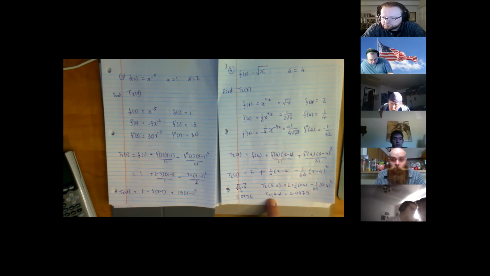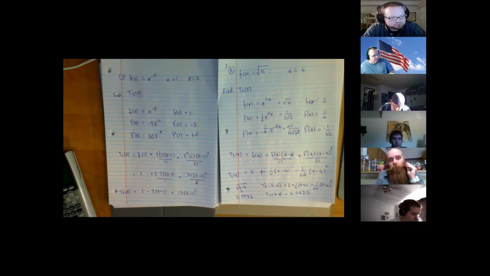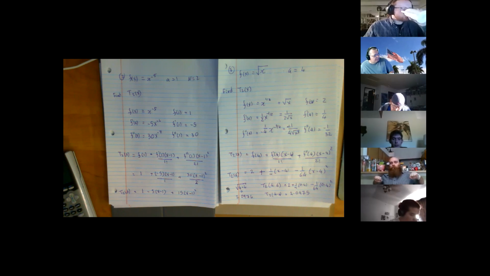Would you agree that T2 is doing a pretty good job of approximating the square root of x? This guy's good to the third decimal place and most of the fourth, and it's just using T2, a quadratic approximation. Any questions about this process? How you find T2 or T3? No questions? Are we good?